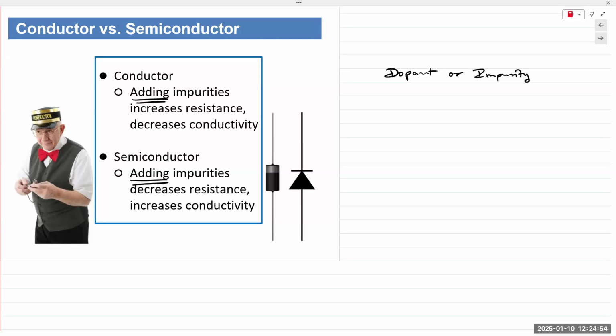Okay. So the difference between a conductor and a semiconductor when it comes to adding impurities is that a metal already has lots of free electrons and the energy bands overlap, right? There's no energy band gap. The energy bands overlap.